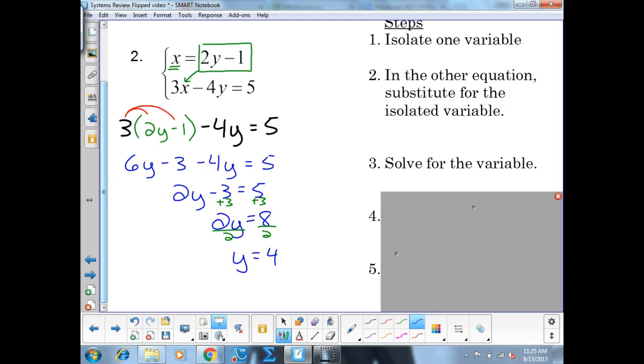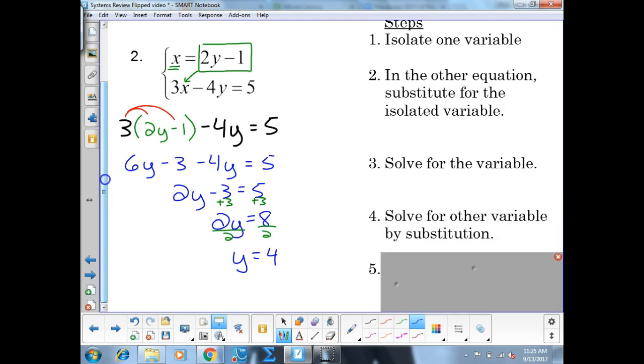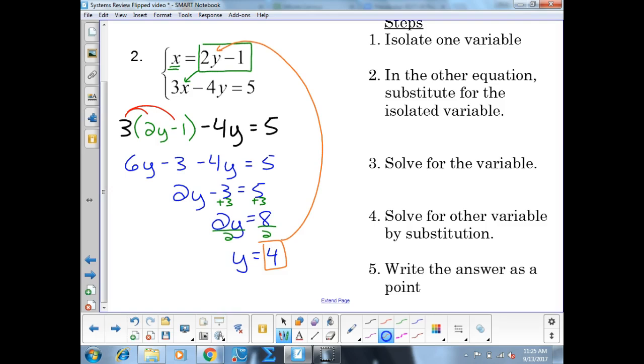Okay? So then I take that and I solve for the other variable. So now I'm going to put this 4 back into one of these two equations. I'm going to go into the top one, and that's where that's going to be. And then that's going to give me the answer as a point.